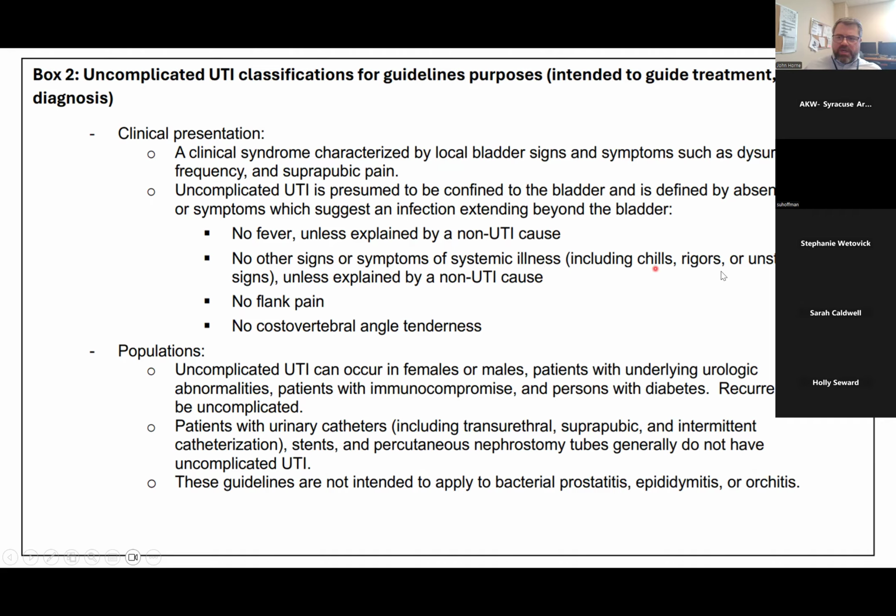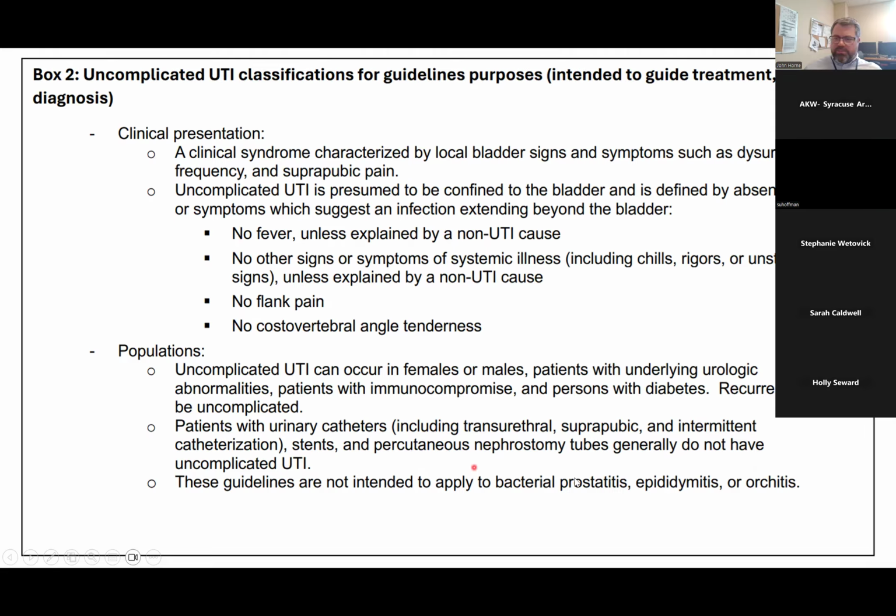So no other signs and symptoms of systemic illness. If they're having chills or rigors or anything, then you'd say it's complicated. No flank pain, no CVA tenderness. So uncomplicated urinary tract infections can be in males or females. So that's the change.